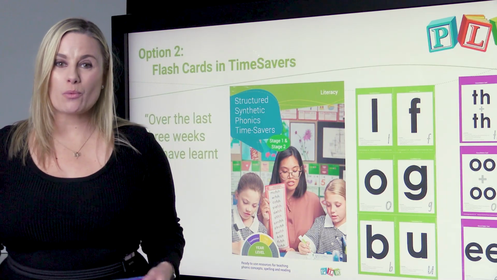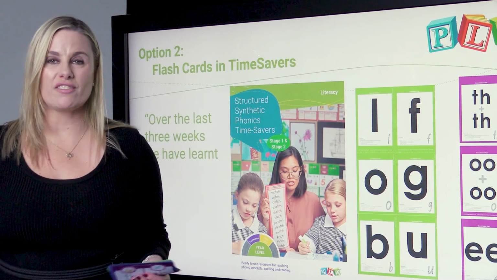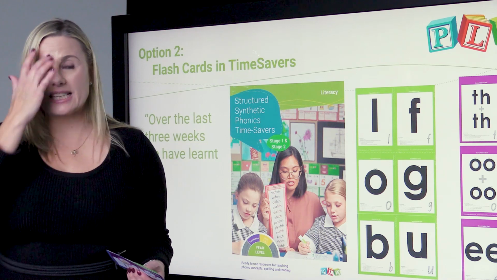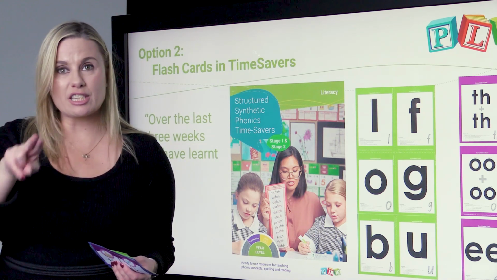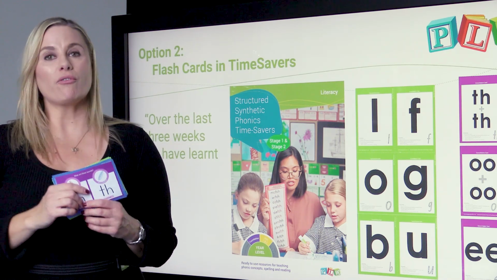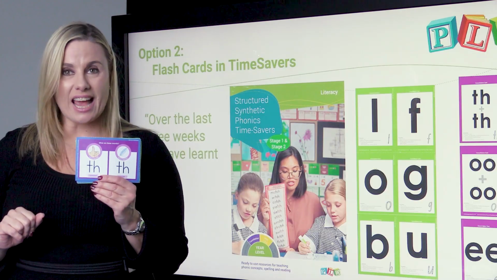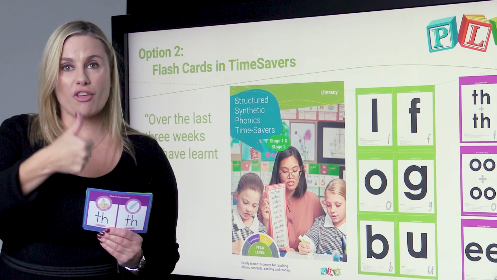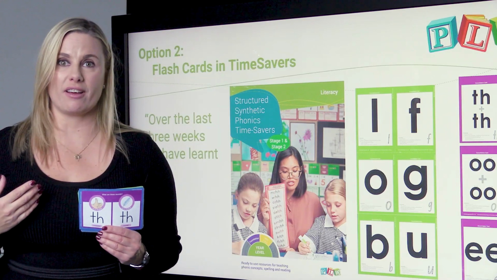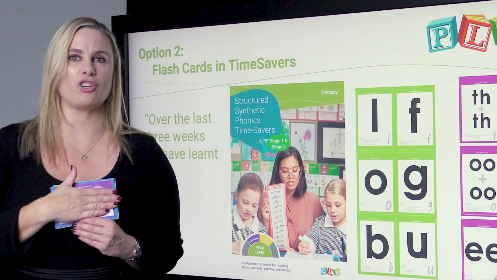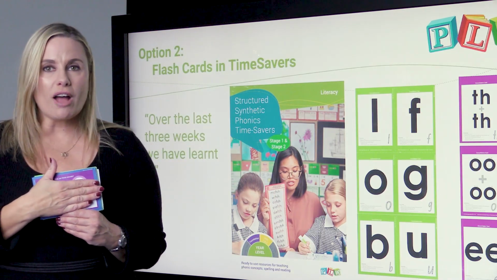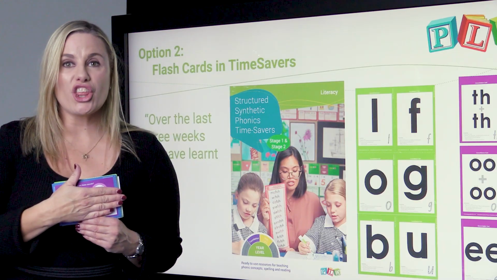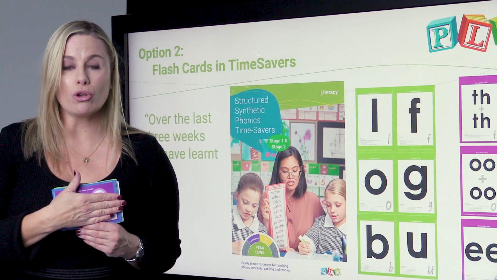Over the last 3 weeks, we have been learning Group 1 digraph sounds. What's a digraph sound? It is 2 letters working together to make one sound. We have learnt the 2 letters T and H. When they go together, they make the sound th of thumb and th of feather. On your whiteboard, I'm going to see if you can practice. Can you write for me the sound th on your whiteboard? Go.